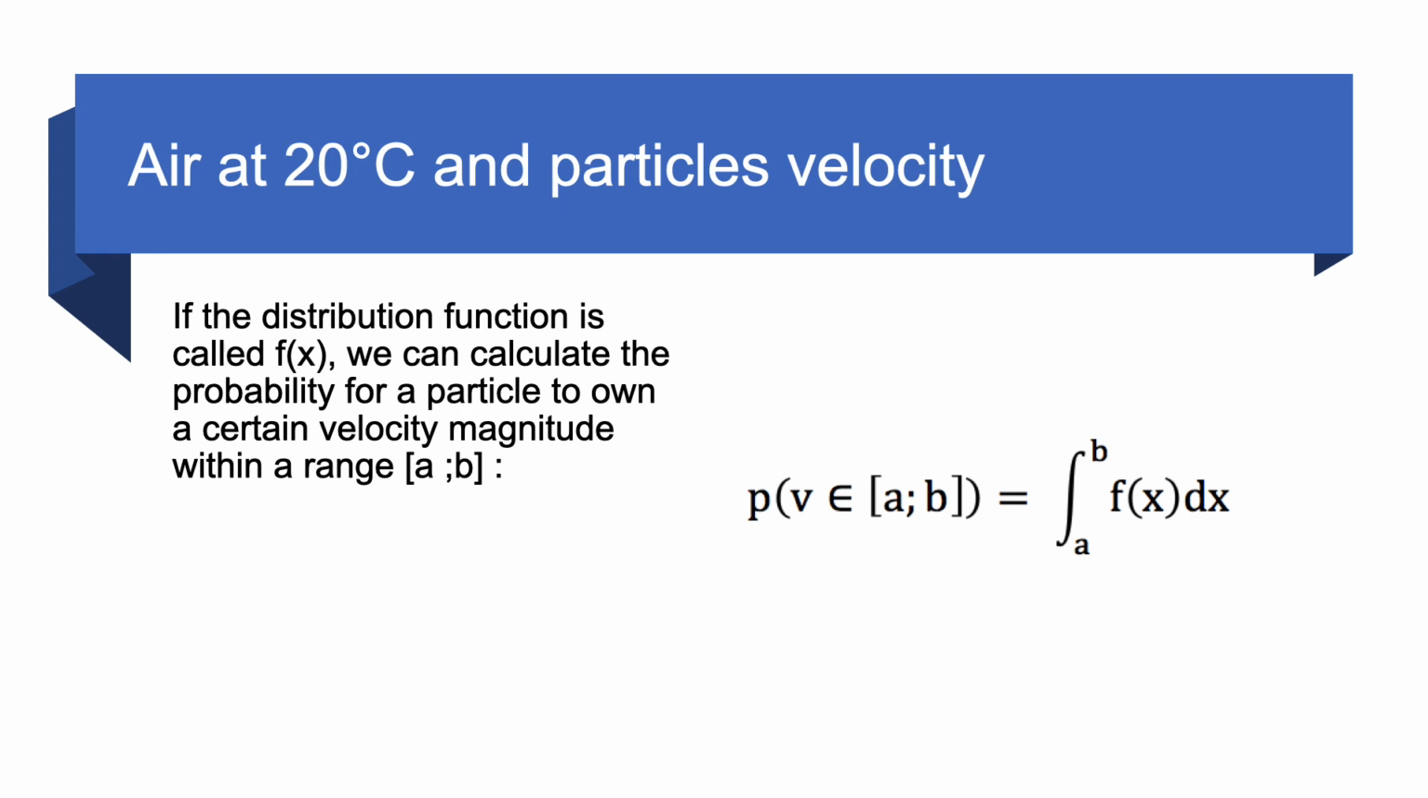So we cannot really pinpoint the exact velocity of each of those particles one by one. But what we can do is say there is a certain probability that a certain amount of particles within this range will have this kind of velocity magnitude, and that's where there is a link between probabilities and physics. So you can write a probability function for a certain particle to own a certain velocity magnitude within a range A to B.